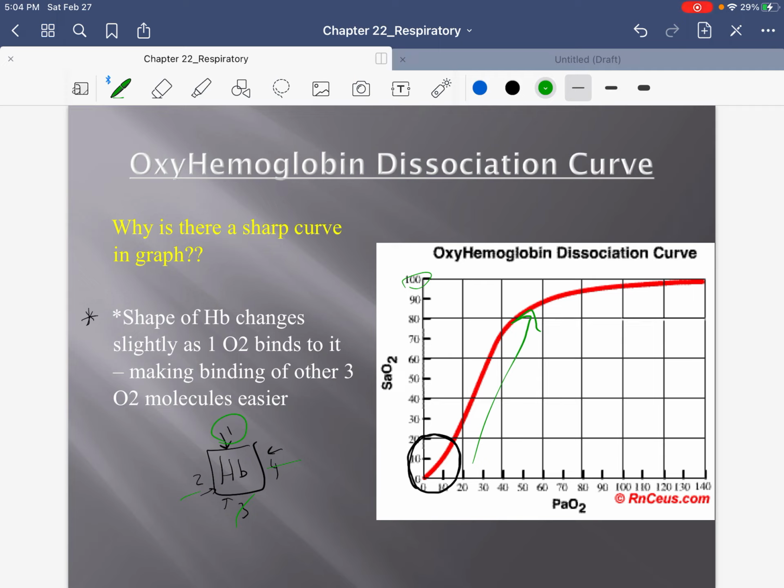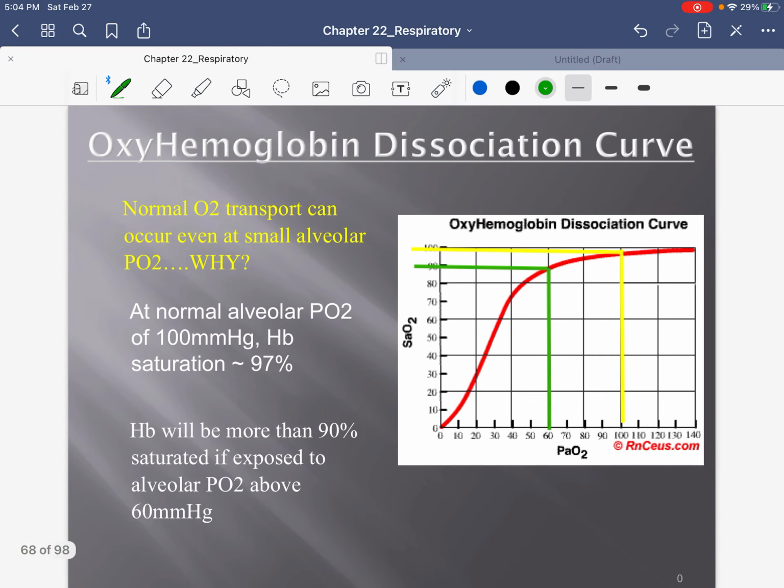So, why is there a sharp curve in the graph? Because at the beginning, it takes a little bit of time to fill the first spot on hemoglobin with oxygen. But after we fill that first spot, the remaining 3 oxygens are able to more quickly bind to hemoglobin. Pretty cool, right? Good.